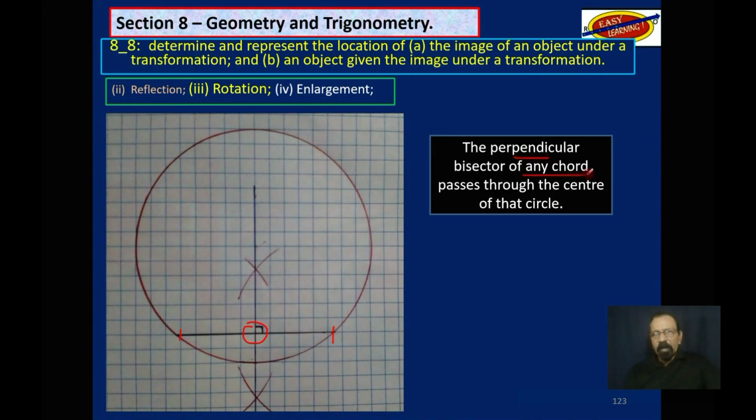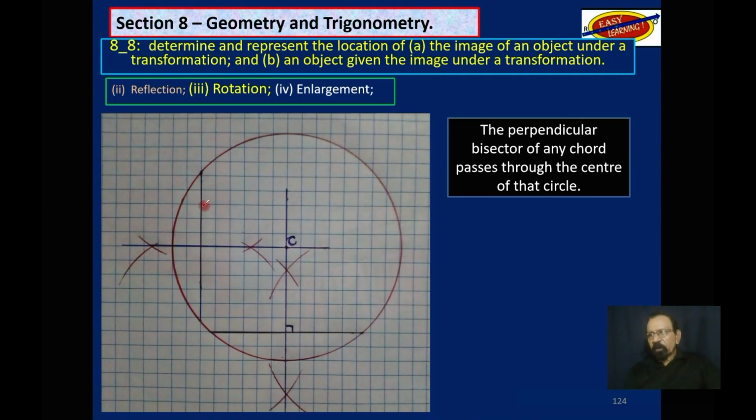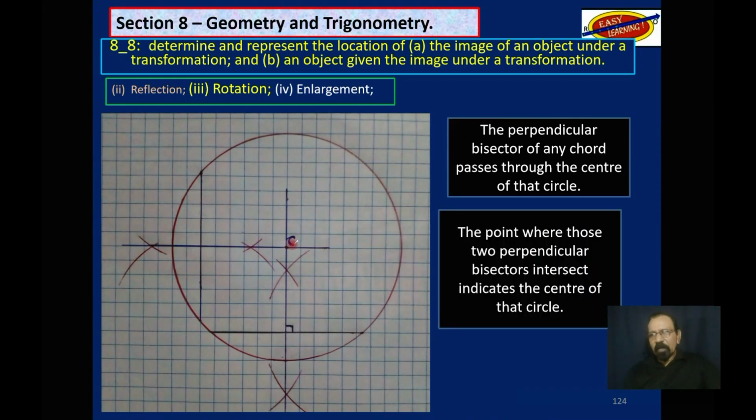So the perpendicular bisector of any chord passes through the center of the circle. We will take another chord on this side and we will bisect that. So this perpendicular bisector must also pass through the center. Now common sense will tell you, if this perpendicular bisector passes through the center and this one passes through the center, then obviously where those two bisectors intersect, that is the center of the circle.